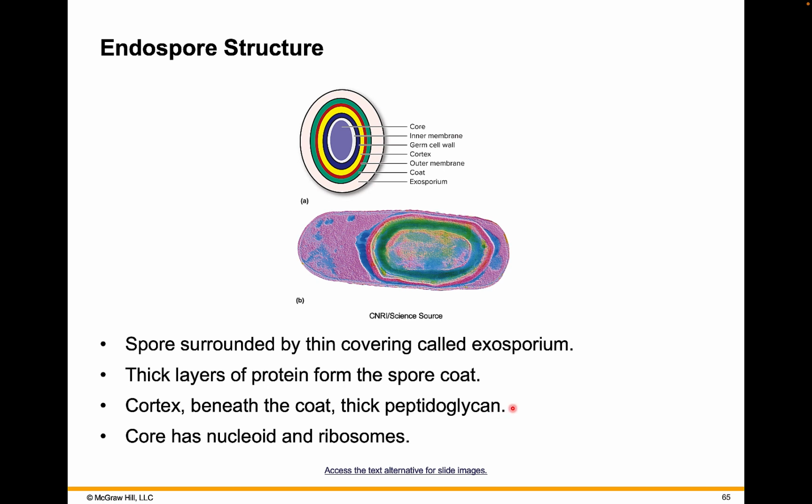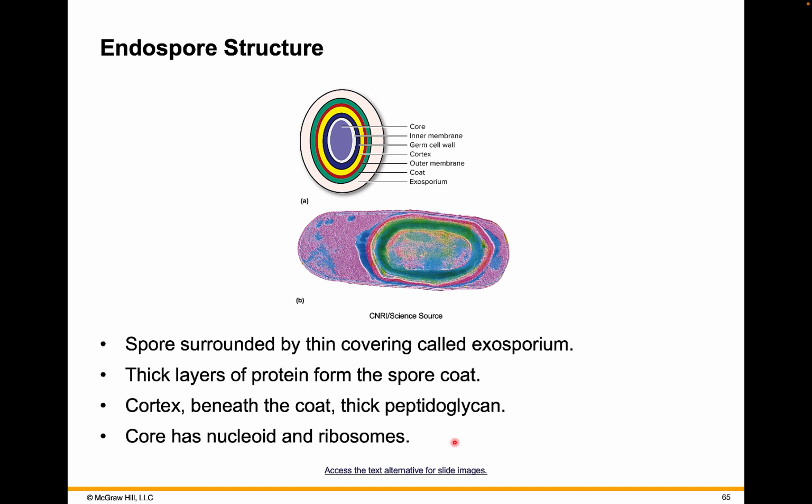There are some other factors as well. The core has the nucleoid and the ribosomes, and we're going to see that the DNA is actually compacted in a certain way and gets associated with calcium and dipicolinic acid and dehydrated, so that it is not destroyed or susceptible to ultraviolet radiation.